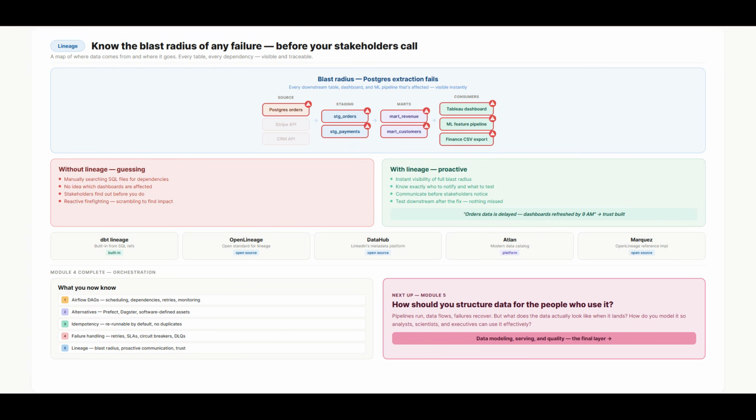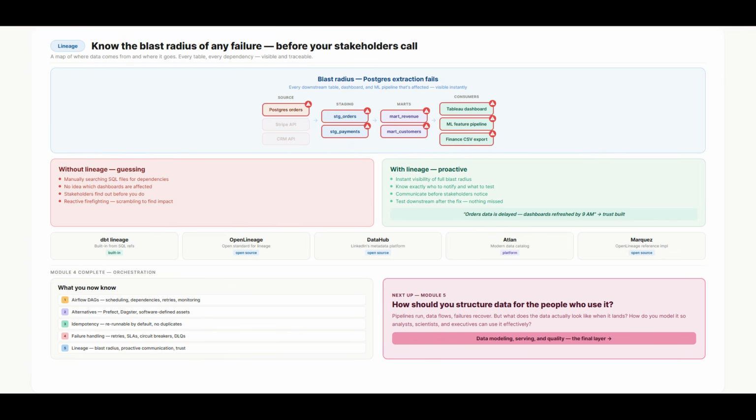With lineage, you look at the graph and say, this source table feeds these three staging models, which feed these two marts, which feed this Tableau dashboard and this ML feature pipeline. That's the blast radius. That's who you notify. That's what you test after the fix. Tools like OpenLineage, dbt's built-in lineage graph, and platforms like Atlan, DataHub, or Marquez can generate and visualize this automatically. dbt is particularly good here because it already knows the dependency graph from your SQL references. The goal is to know the blast radius of any failure before your stakeholders call you.